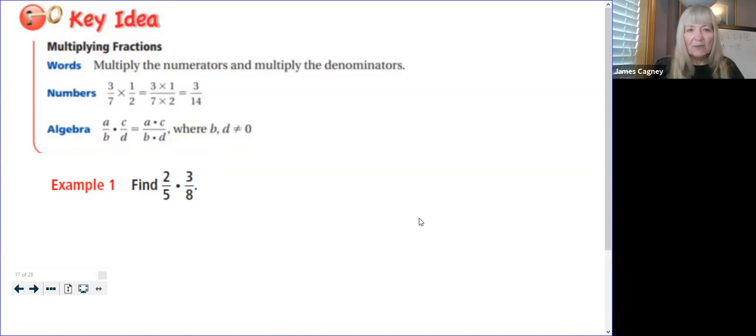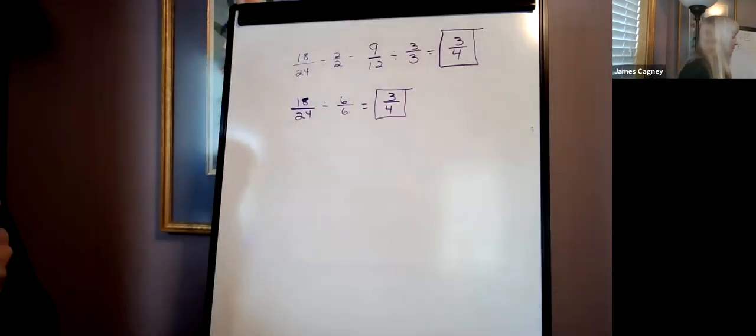So going to the whiteboard, we're going to multiply 2/5 times 3/8. I want you to take a second and do it, and then make sure you reduce it if you need to, and then check in with the whiteboard, and I will do it up here.